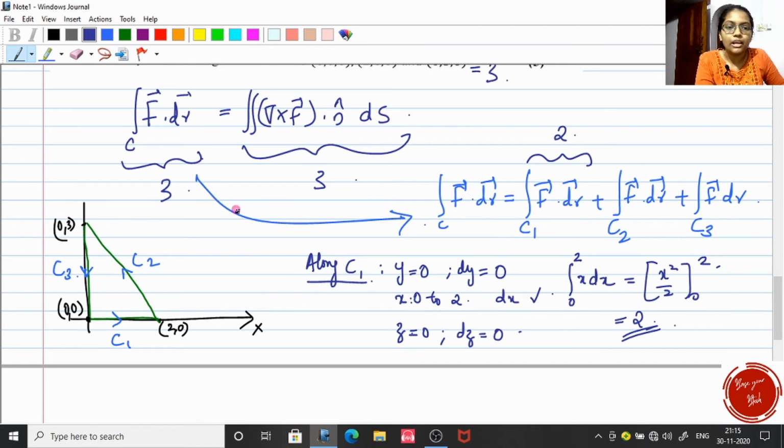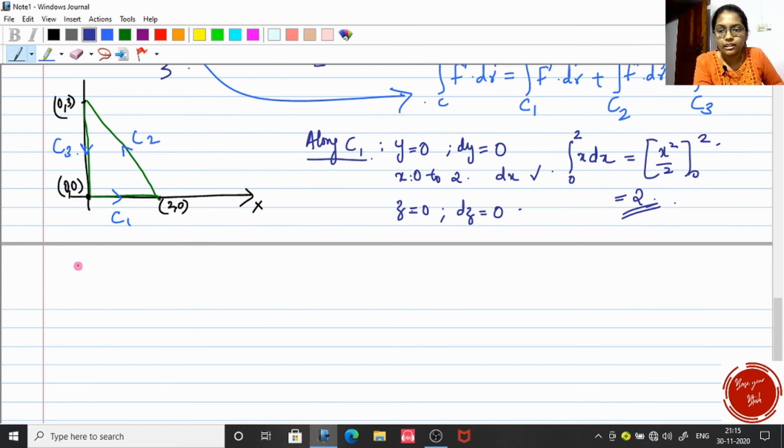Now next part is along C2. Along C2 is this curve. So there you have x varying from 2 to 0. Since there is a variation, dx exists, and y varies from 0 to 3.